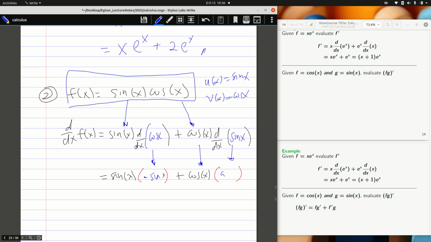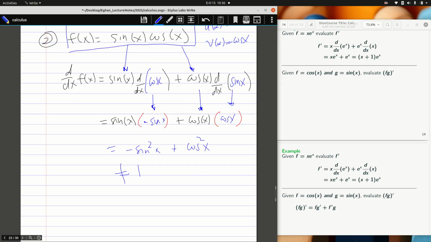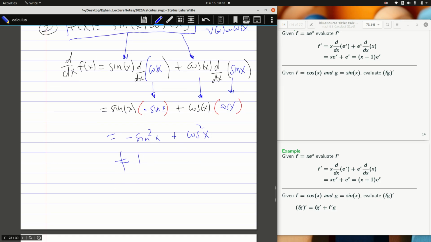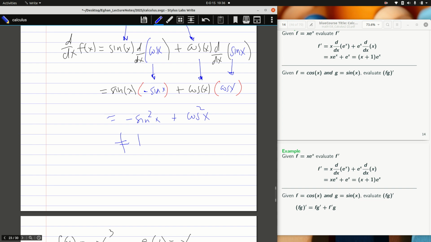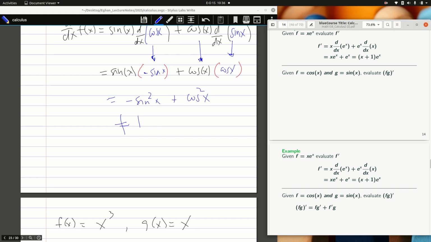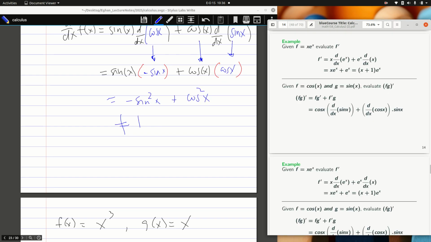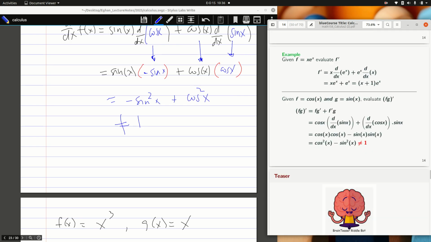And so at the end of the day I have negative sine square x plus cos square x. Believe you me, this is never equal to 1. From the trig identity, it is cos square x plus sine square x giving you 1. So that is your answer. You can go ahead and find the second derivative, the third derivative, the fourth, and so on and so forth, just by the product rule, as simple as that. Now the last example, the teaser.